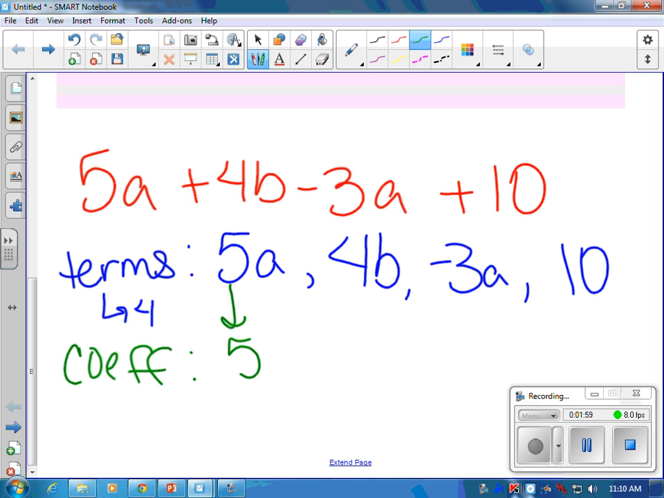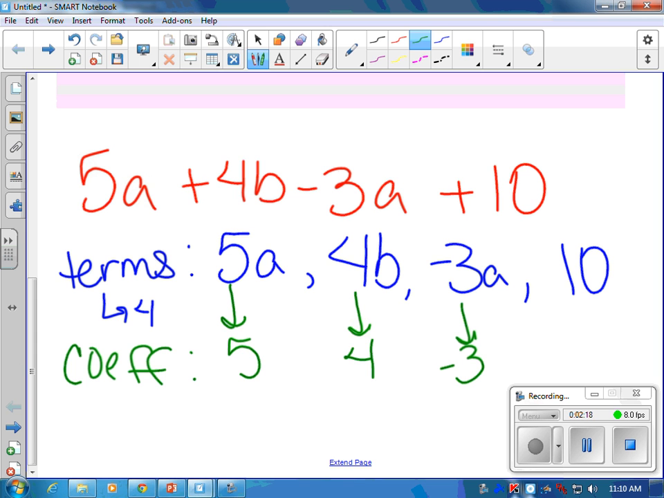So Zach, can you tell me another coefficient? Negative 3 would be another coefficient. Any others? Seth? 4 is another coefficient. Any others? Because those are the only variables.